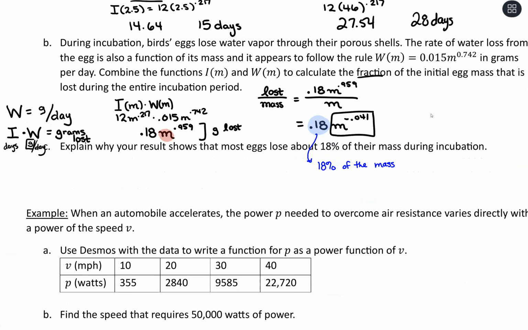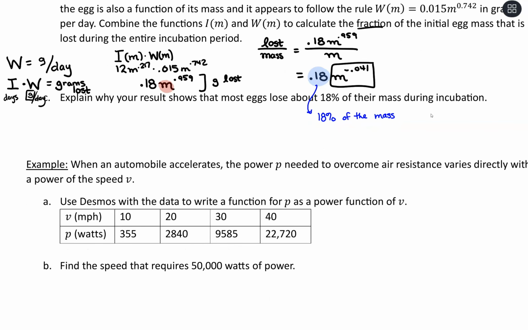Okay, another thing we're going to look at is modeling, and with this we are going to use Desmos. So we have this data here for when an automobile accelerates, the power P needed to overcome air resistance varies directly with a power of the speed V. So varies directly, I want to make note of that because we should have this direct relationship between the two. And we're going to be writing this as a power function.